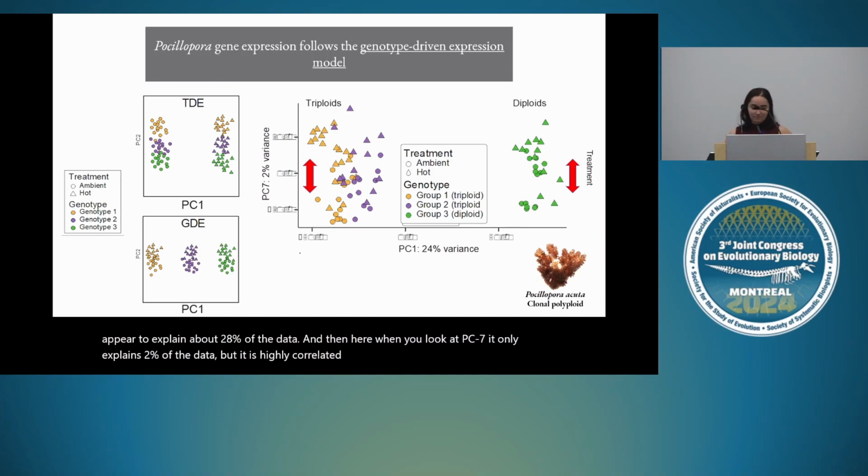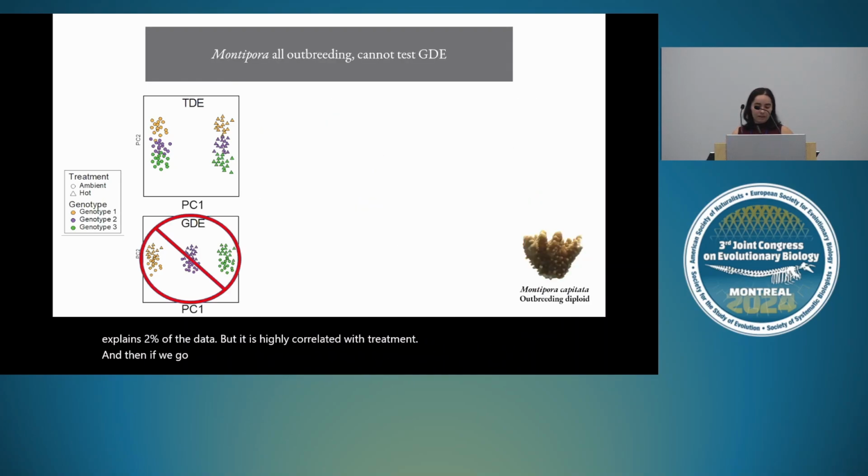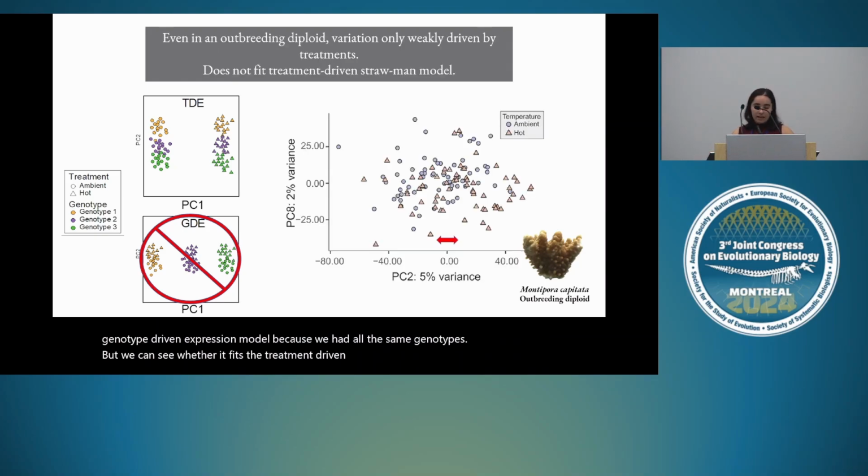And then if we go back to our Montipora capitata, unfortunately, we're not able to test the genotype-driven expression model because we had all distinct genotypes, but we can see whether it fits the treatment-driven expression model. Although we do see some separation on PC2, which is highly correlated with treatment, we cannot say that it fits the treatment-driven expression model because it's not the vast majority of variation that's driven by treatment. So I'm going to skip ahead a little bit because we just heard that second chime.